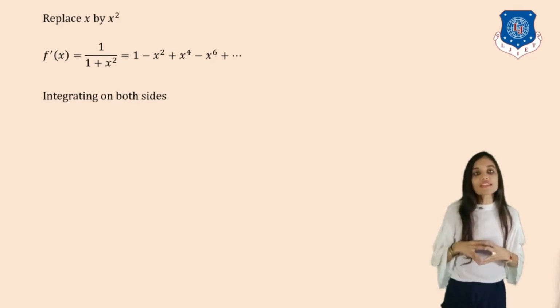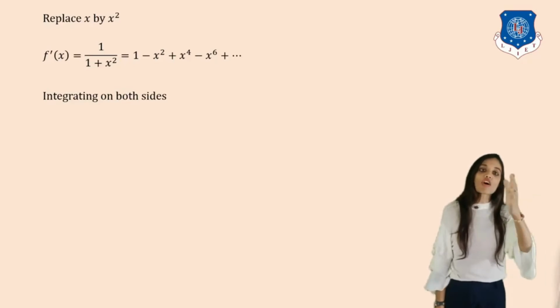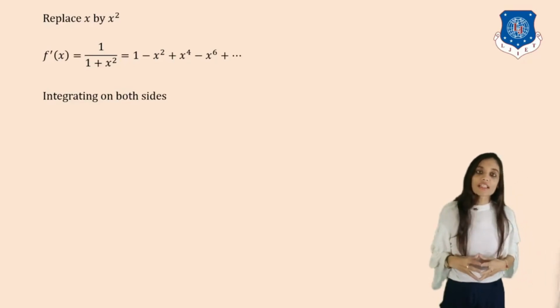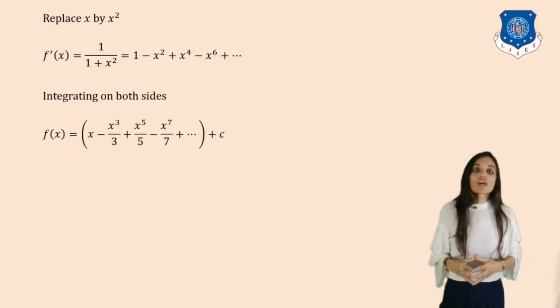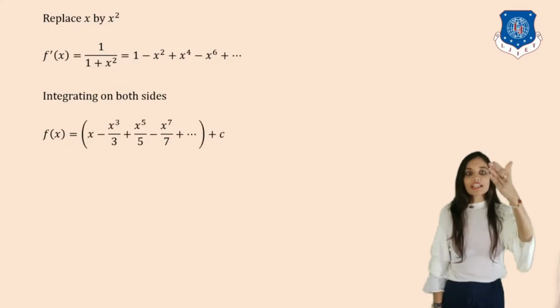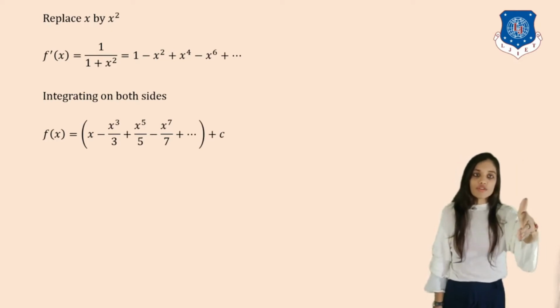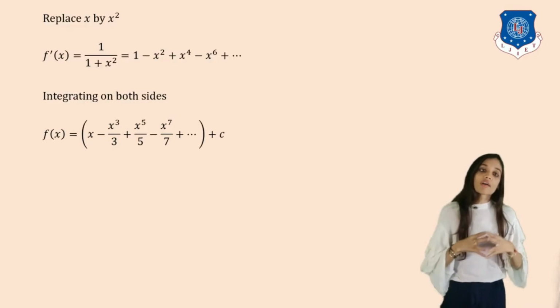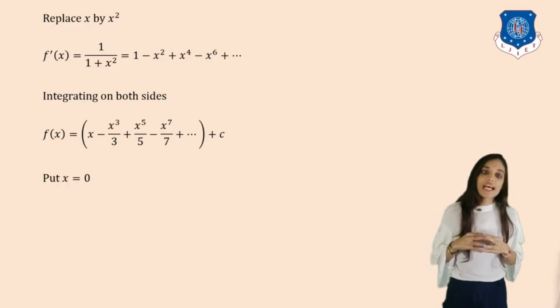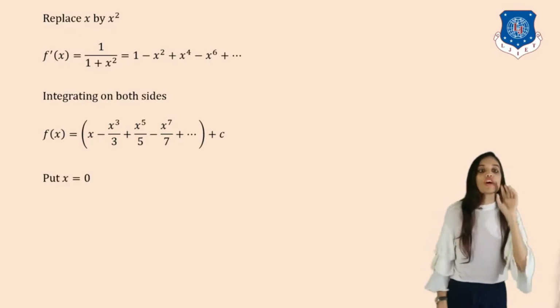Now in order to find the series expansion of f of x, we will integrate on both the sides. So finally your f of x is equal to integration of 1, that will be x, integration of x square will be x cube by 3, integration of x raised to 4 will be x raised to 5 upon 5 and so on, plus c. Now our task is to find the value of c.